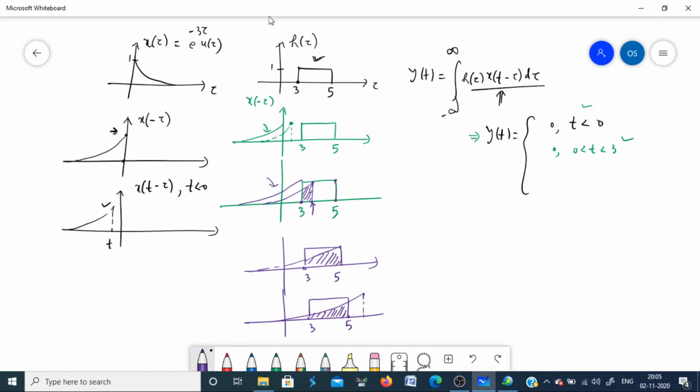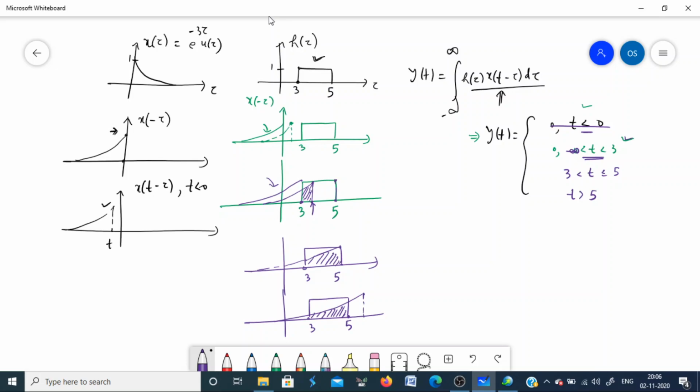Okay, so what are the limits of integration? For t less than 0 it is 0, for t between 0 and 3 it is again 0, or you can directly combine them into one: for t from minus infinity to 3 it is 0. And between 3 to 5 we have one more limit, and then the second is for t greater than 5.